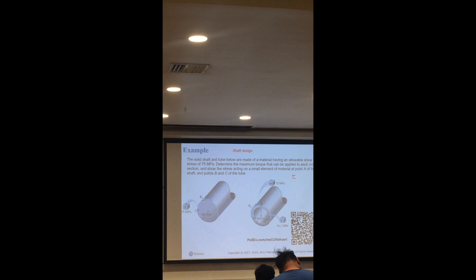What was the formula for tau max? Or what formula should I use? Like, I gave it away. Tau max equals torque times radius over J, T C over J.